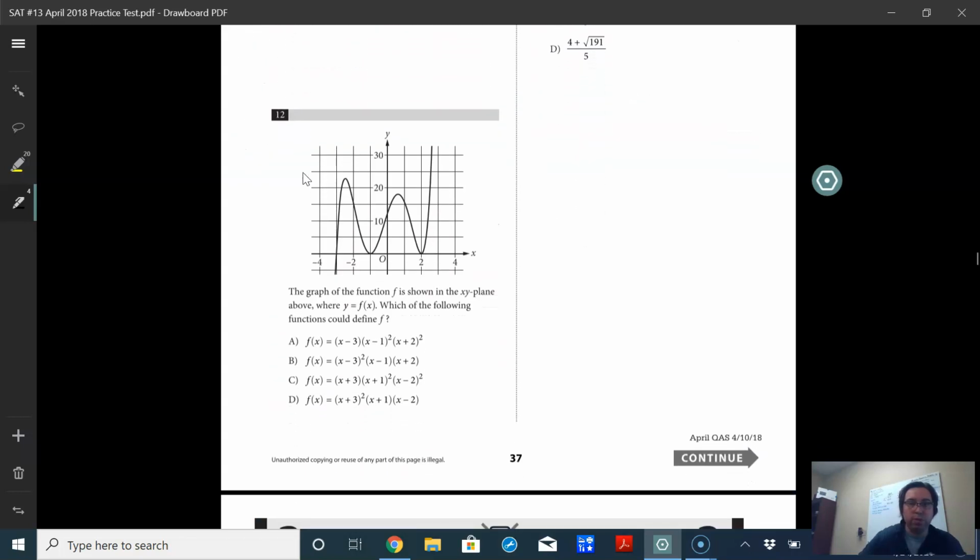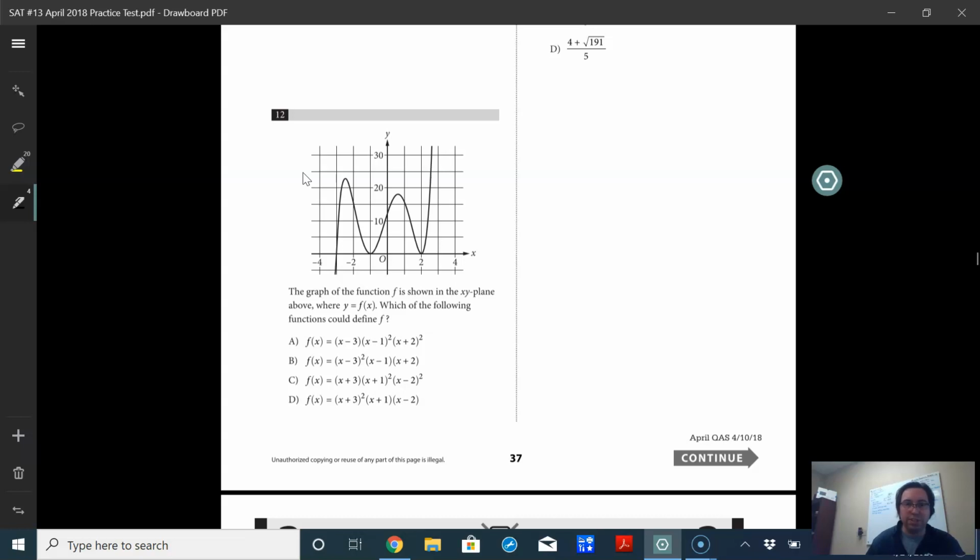Okay, let's look at number 12. So here we're graphing a quadratic polynomial of some variety. We're looking for our x-intercepts, and in the process of eliminating choices, we know with our roots that this right here is negative 3, so that has to be a positive 3 in the factored term. This is a factored term.